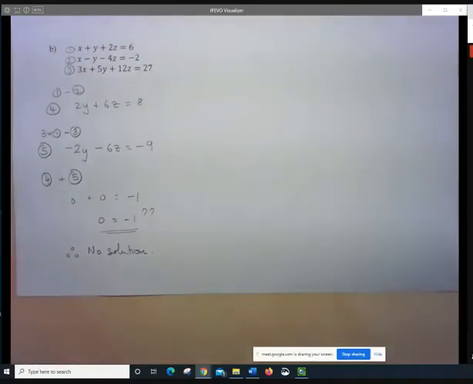Now, we didn't find a solution. Can we have a geometric interpretation if it turns out that there was no solution? Can we figure out what the geometric interpretation is?